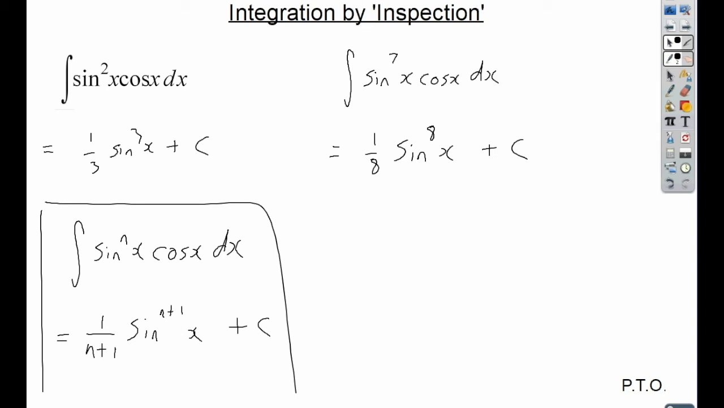What you would find really difficult is if I give you something like this. No, not one of those. Just delete that. If I gave you one of these, sine, let's just say to the power of 5x dx.